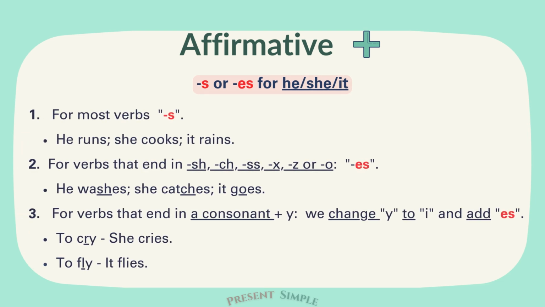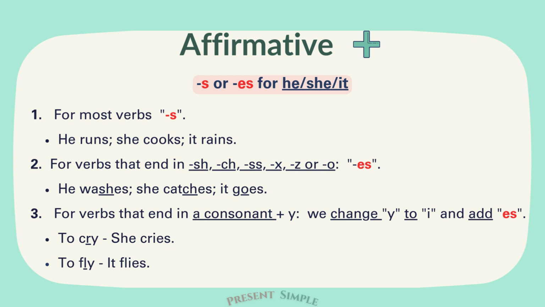Now let's see what the difference is between s and es ending. For most verbs, we will use s. For the verbs that have the endings shown in point number 2, we will use es, and if the verb ends in a consonant plus y, we will change y to i and add es.